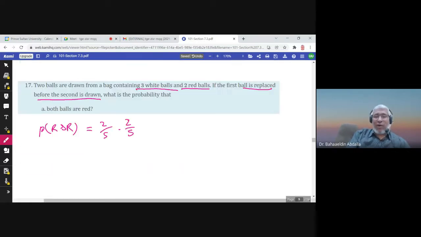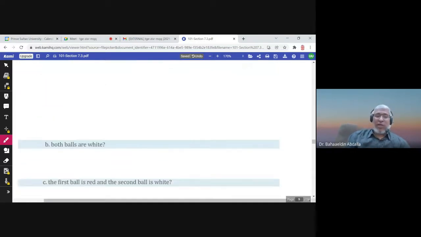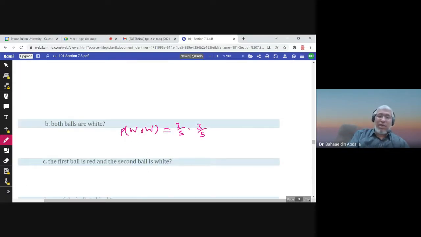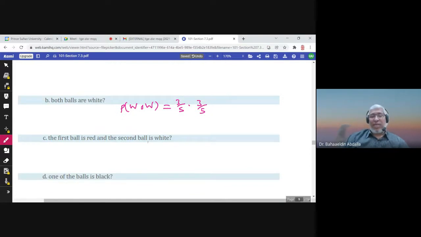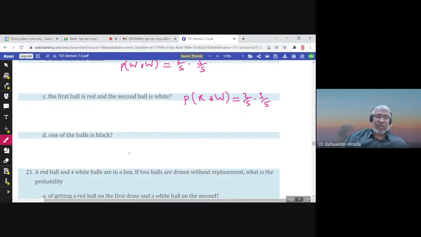Both balls are white, 3 white balls. So the probability of white and white is 3 over 5 times 3 over 5. The first ball is red and the second is white. So the probability of red and white. Well, the probability of red is 2 over 5. The probability of white is 3 over 5, because the experiment is with replacement.